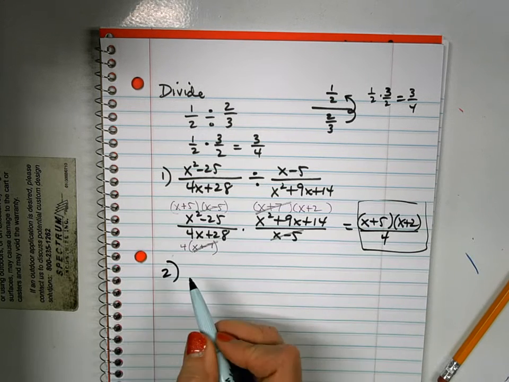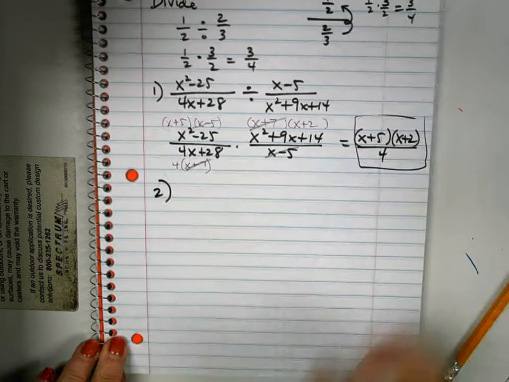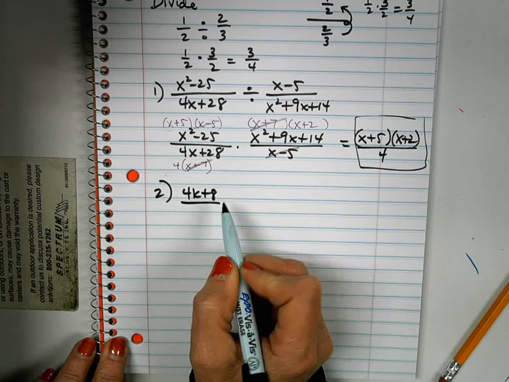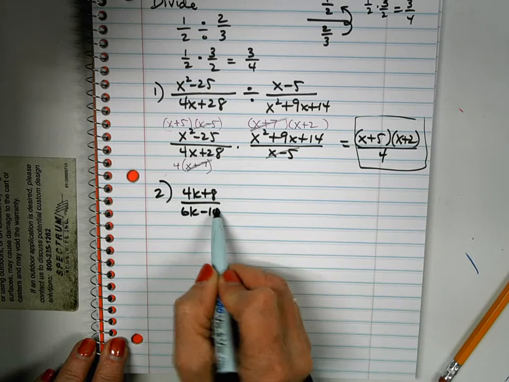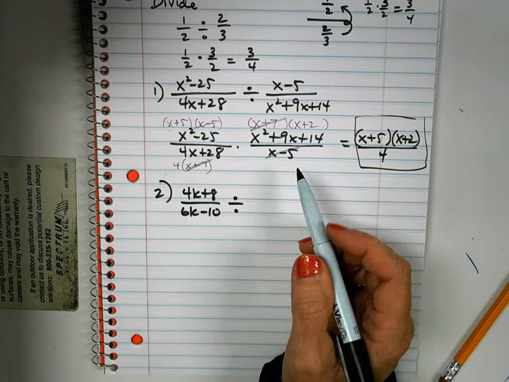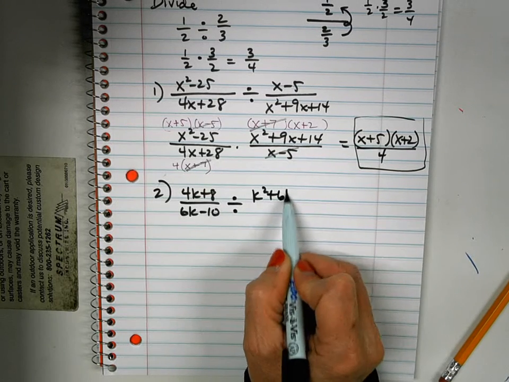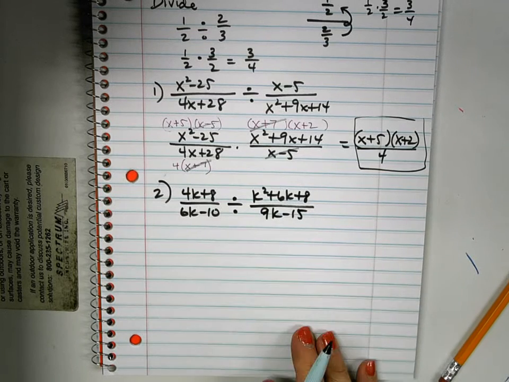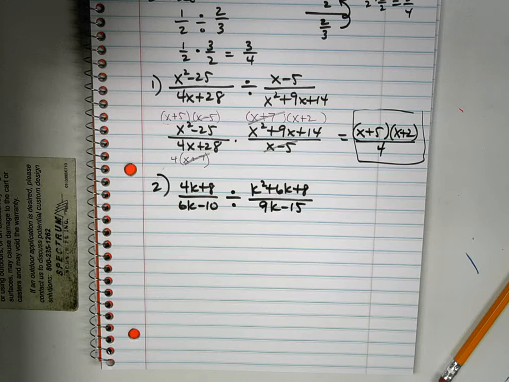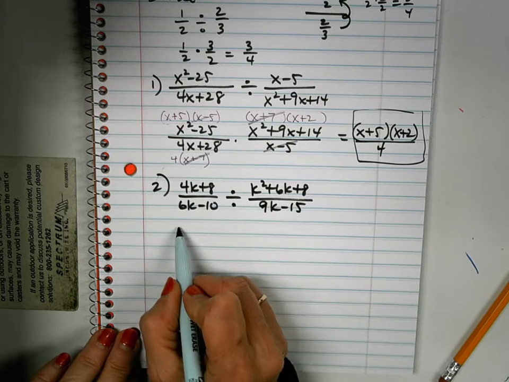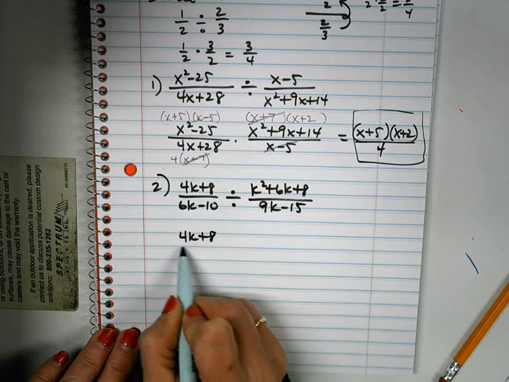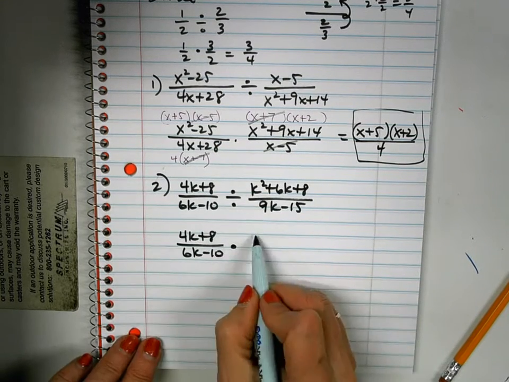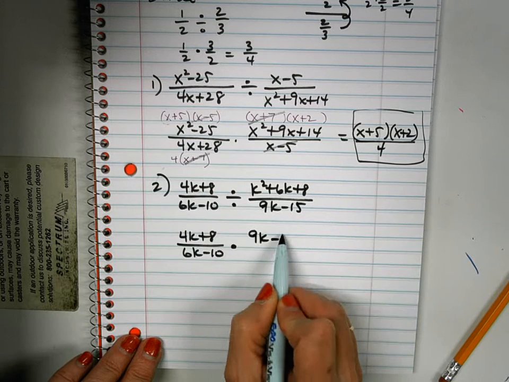Okay, let's try another one of these. 4k plus 8 over 6k minus 10 divided by k squared plus 6k plus 8 over 9k minus 15. Okay, so which one do we flip over? The second one, right? So keep the first one just like it is. Leave a little space above so we can factor above it. So 4k plus 8 over 6k minus 10 stays the same. Change the sign, and I mean not change the sign, but change it to multiplication. And then flip it over.